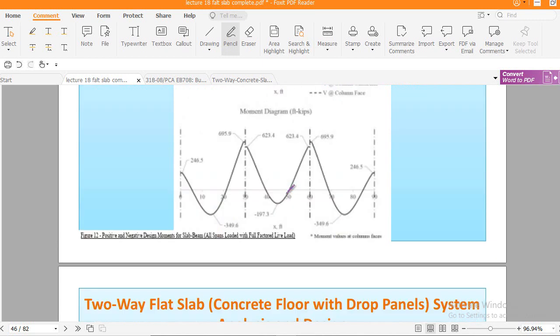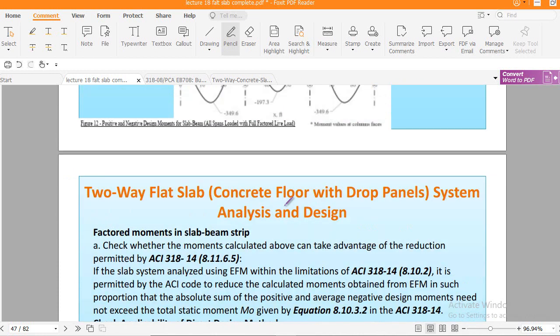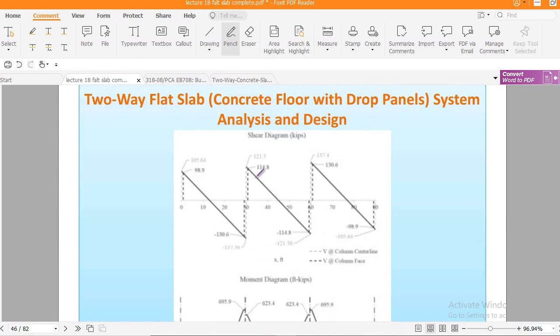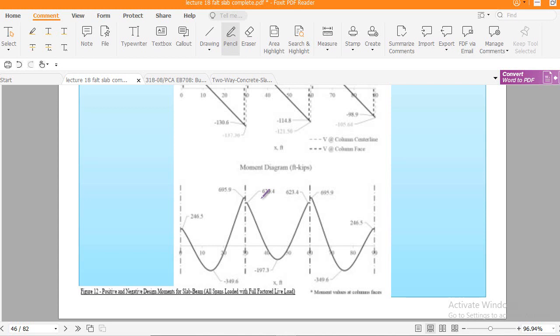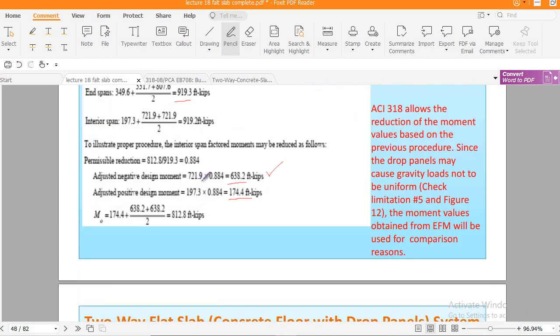Instead of 197, we will use 174, and instead of 623.4, no, not this one, the actual value is not 623, the actual value is 721.9. So you have to multiply this, so the actual value is 638.2 feet kip, right? And then we have to find the face moment.